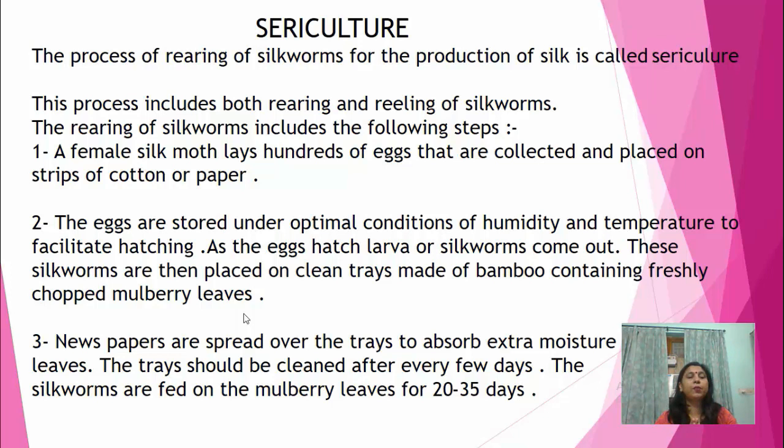Now the third step is newspapers are spread over the trays. On the trays, freshly chopped mulberry leaves are there, silkworms are there, and now these trays are covered with newspapers. Why are these covered with newspapers? To absorb extra moisture from the leaves. The trays should be cleaned after every few days, and the silkworms are fed on the mulberry leaves for 20 to 35 days.